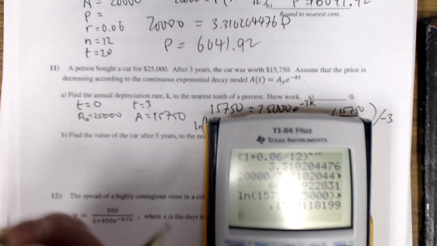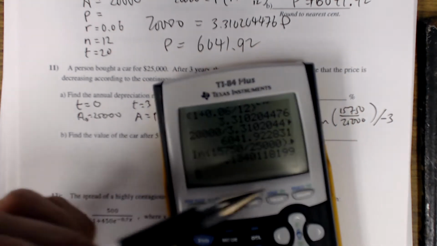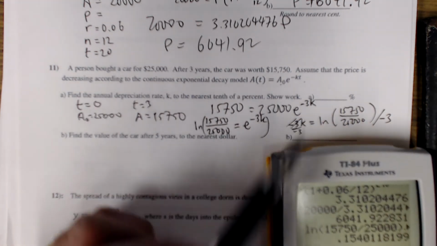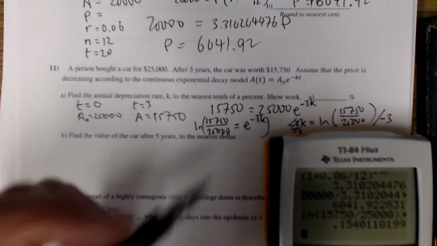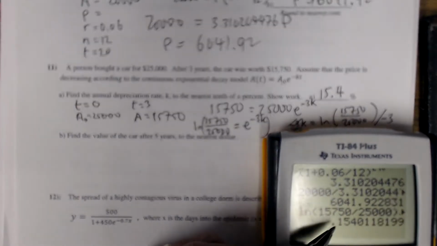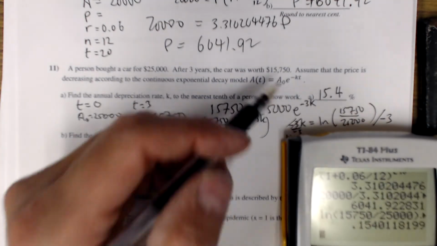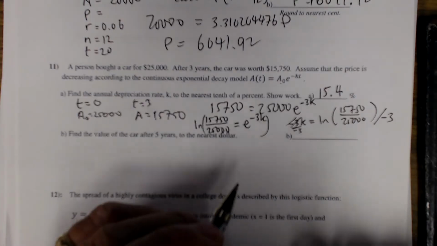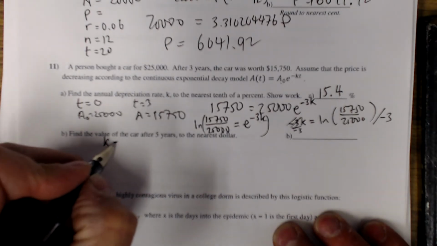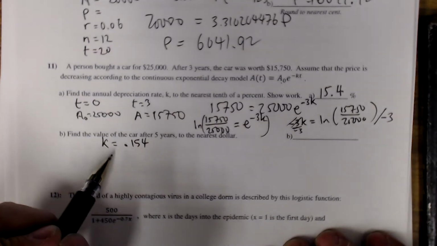And I get 0.1540118199. Now, Lisa wants you to do a percentage, right? So my k value is actually 15.40, or 15.4%. Agreed? Move the decimal place over twice, 15.4%. So this car is losing 15.4% of its value every year. That's actually not too bad. Remember that k is 0.154, because we don't want to use a percentage when we're actually calculating it.